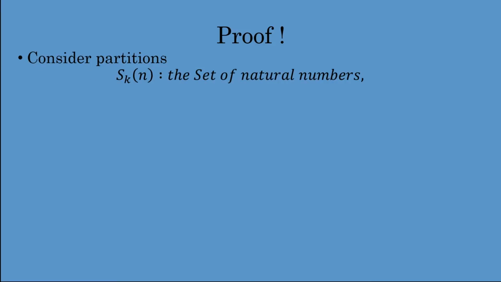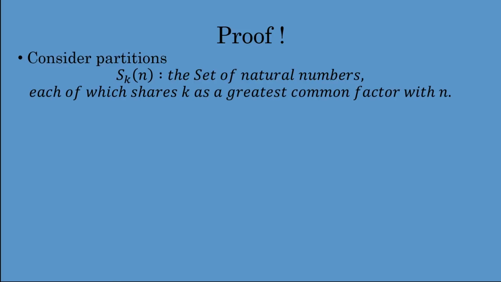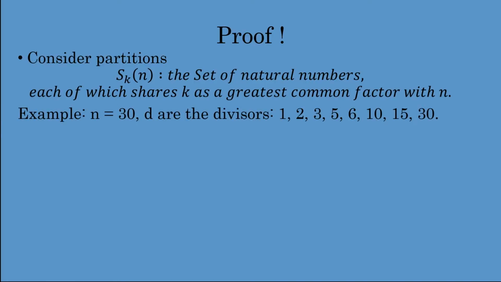So here's an interesting proof. We can consider the partitions, basically, of the set of natural numbers 1 through n. And in fact, we'll define S sub k as the subset of these numbers, each of which has k as its common factor with n, given that k is a divisor of n. So looking at this example, where n equals 30, this is a nice example I like to use, we can list out the numbers of each subset.